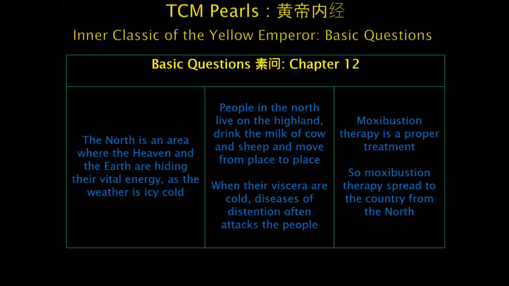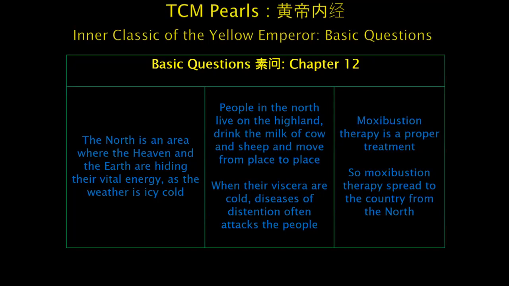And in the Inner Classic of the Yellow Emperor, Basic Questions, specifically in Chapter 12, it is said that the North is an area where the heaven and the earth are hiding their vital energy as the weather is icy cold. People in the north live on the highland, drink the milk of cow and sheep, and move from place to place. When their viscera are cold, diseases of distension often attack the people. Moxibustion therapy is a proper treatment. So moxibustion therapy spread to the country from the north. So moxa originated from the north because the north is an area dominated by cold weather.